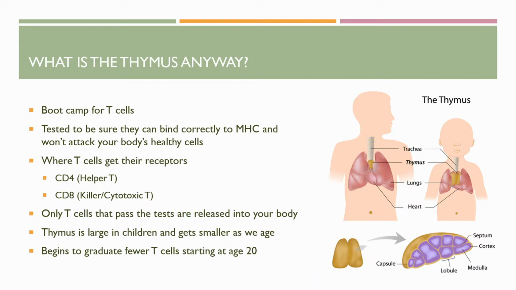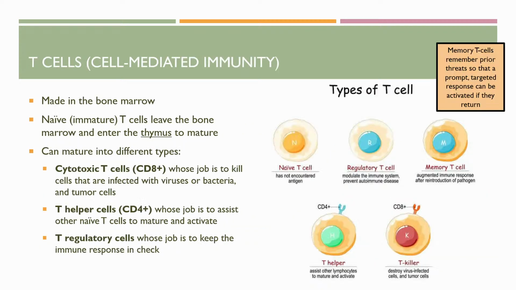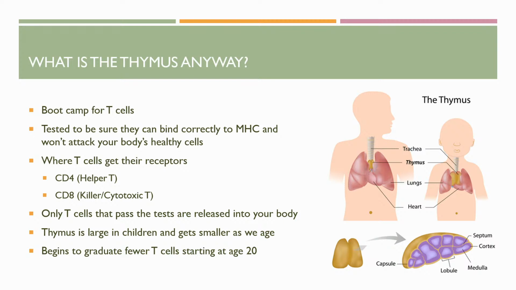And so T cells, where do they get their receptors? CD4 T cells are the helper T cells, and CD8 T cells are the cytotoxic T cells. So the receptors on them are the CD4 and the CD8. So those are right here. So the CD4, that's the receptor, and on the cytotoxic T cells, the receptor here is the CD8. And so only the T cells that pass the test are released into the body.